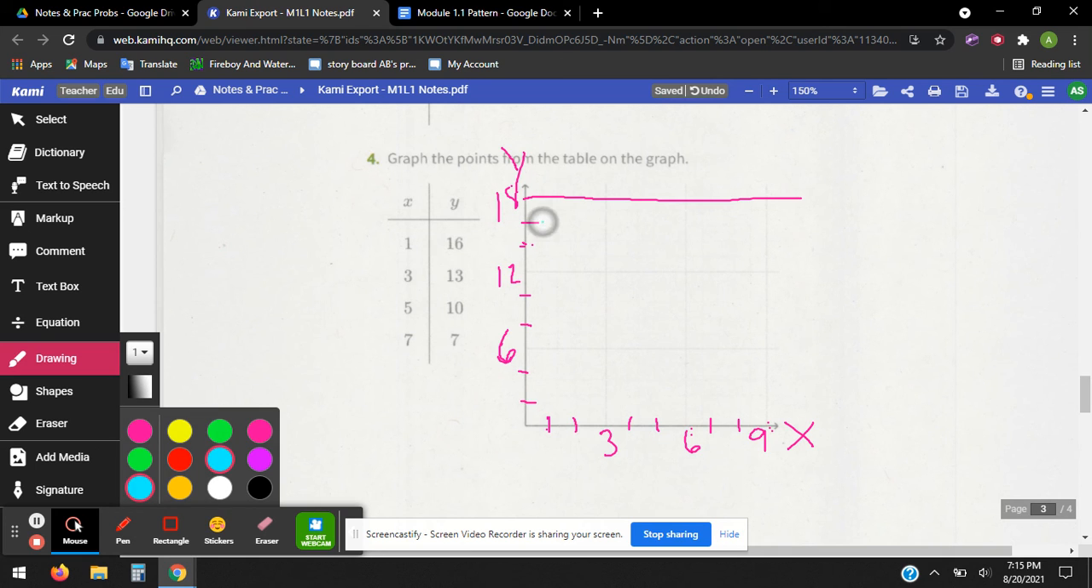So 1, 16, 3, 13, 5, 4, 5, 10, and then 7, 7. And there we go. There's nothing that says we need to connect them. And so that is it.